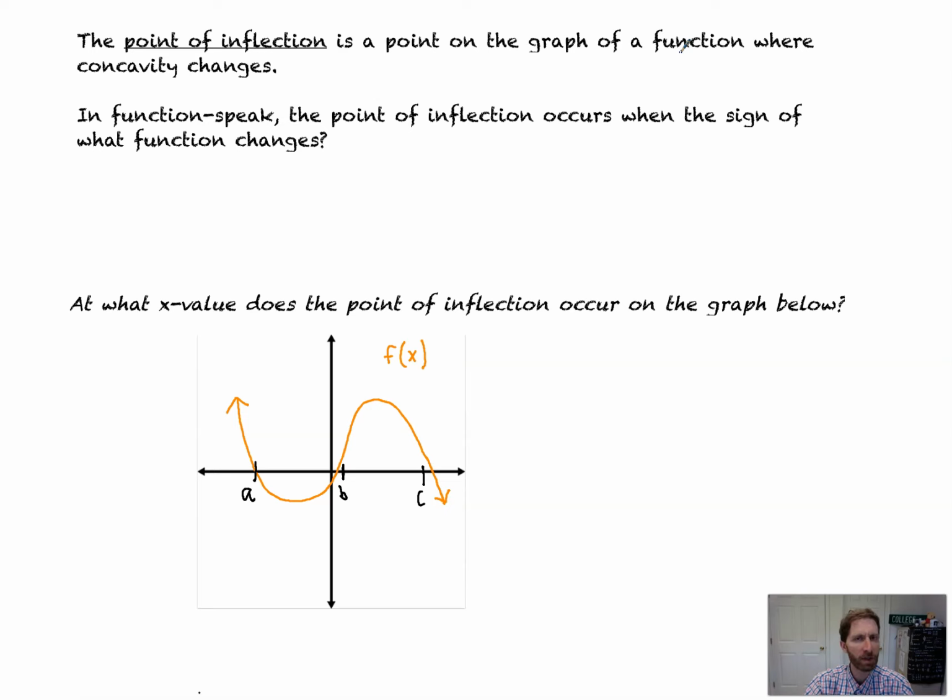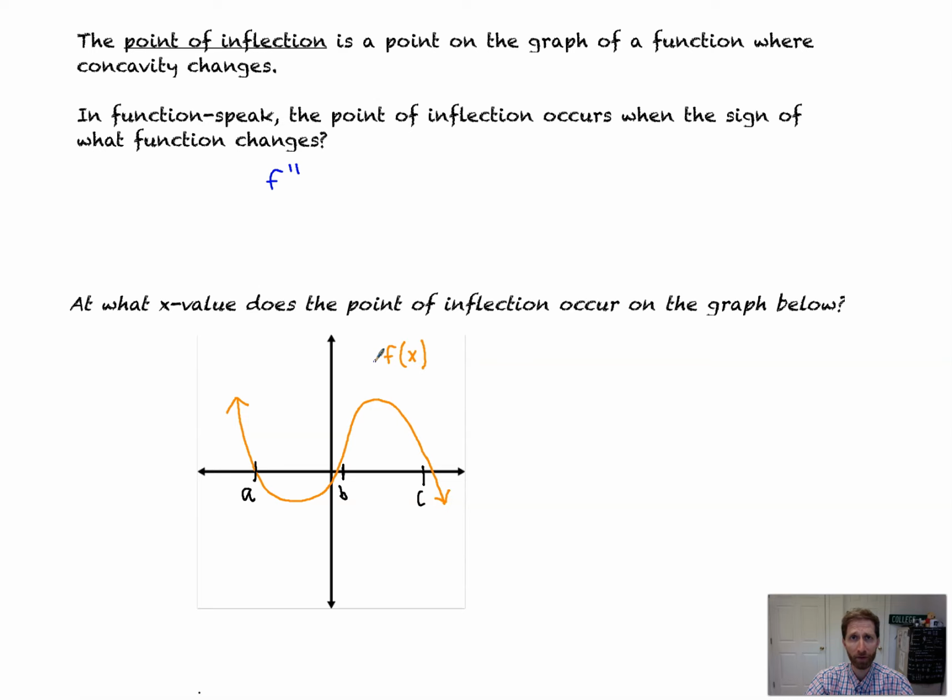That sounds a little bit like where we go from positive slope to negative slope and negative to positive. It's because it is very much related. In function speak, concavity is all about the second derivative, right? When we're concave up, the second derivative is positive. When we're concave down, the second derivative is negative. So it's where f double prime changes signs. So f double prime changing signs determines a change in concavity.